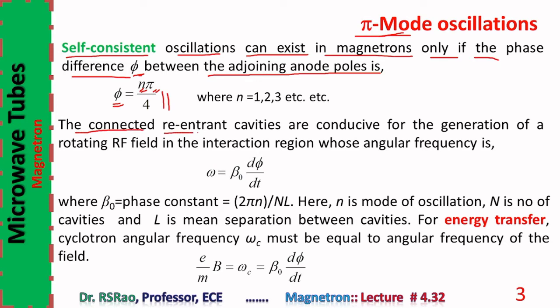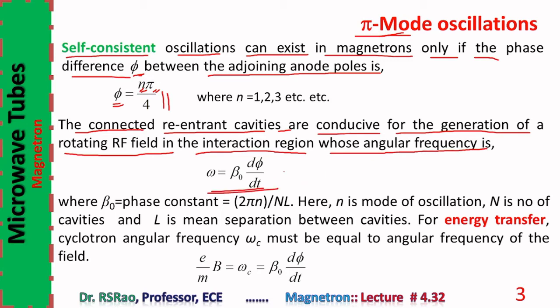The connected re-entrant cavities are conducive for the generation of a rotating RF field in the interaction region whose angular frequency is beta naught multiplied by d phi by dt. This product, beta naught d phi by dt, gives a certain frequency. This particular frequency is the frequency of the rotating RF field. Here beta naught is the phase constant. Phi is the phase difference between the side by side anode poles, or adjoining anode poles.